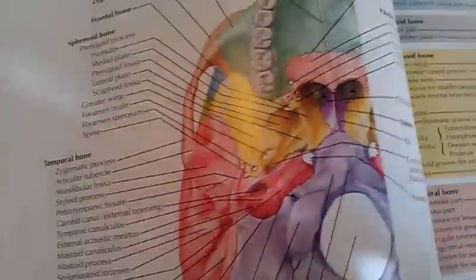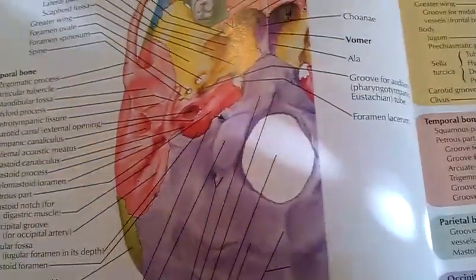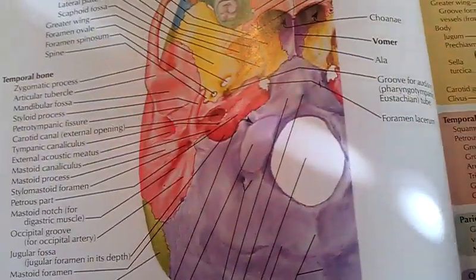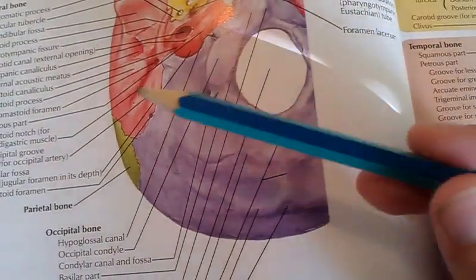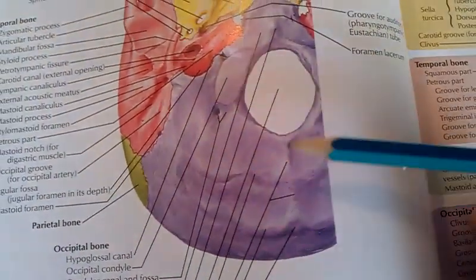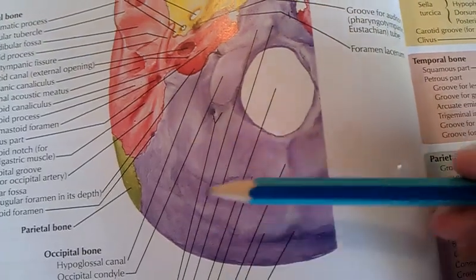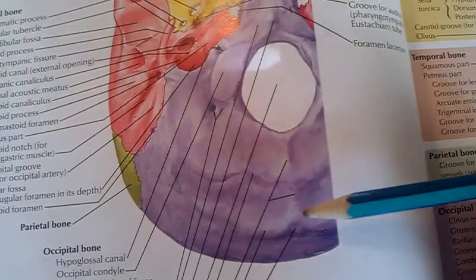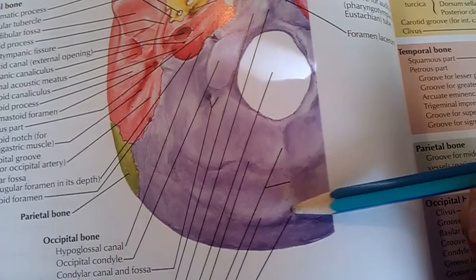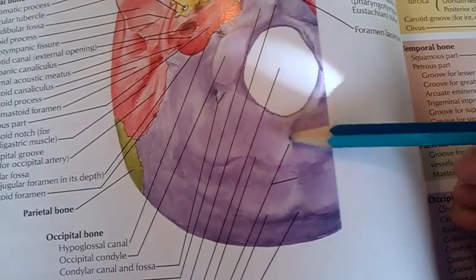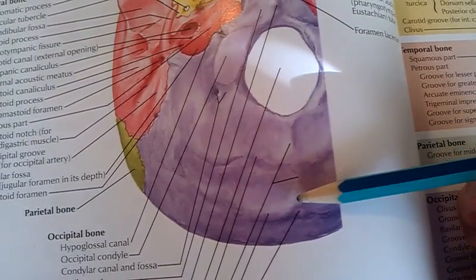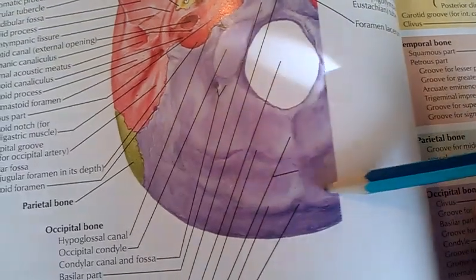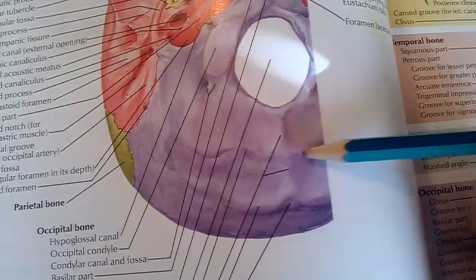Then we have the occipital bone. The first part of the occipital bone is the squama. This is the external surface of the squama with external occipital protuberance, external occipital crest, superior nuchal line, and inferior nuchal line.